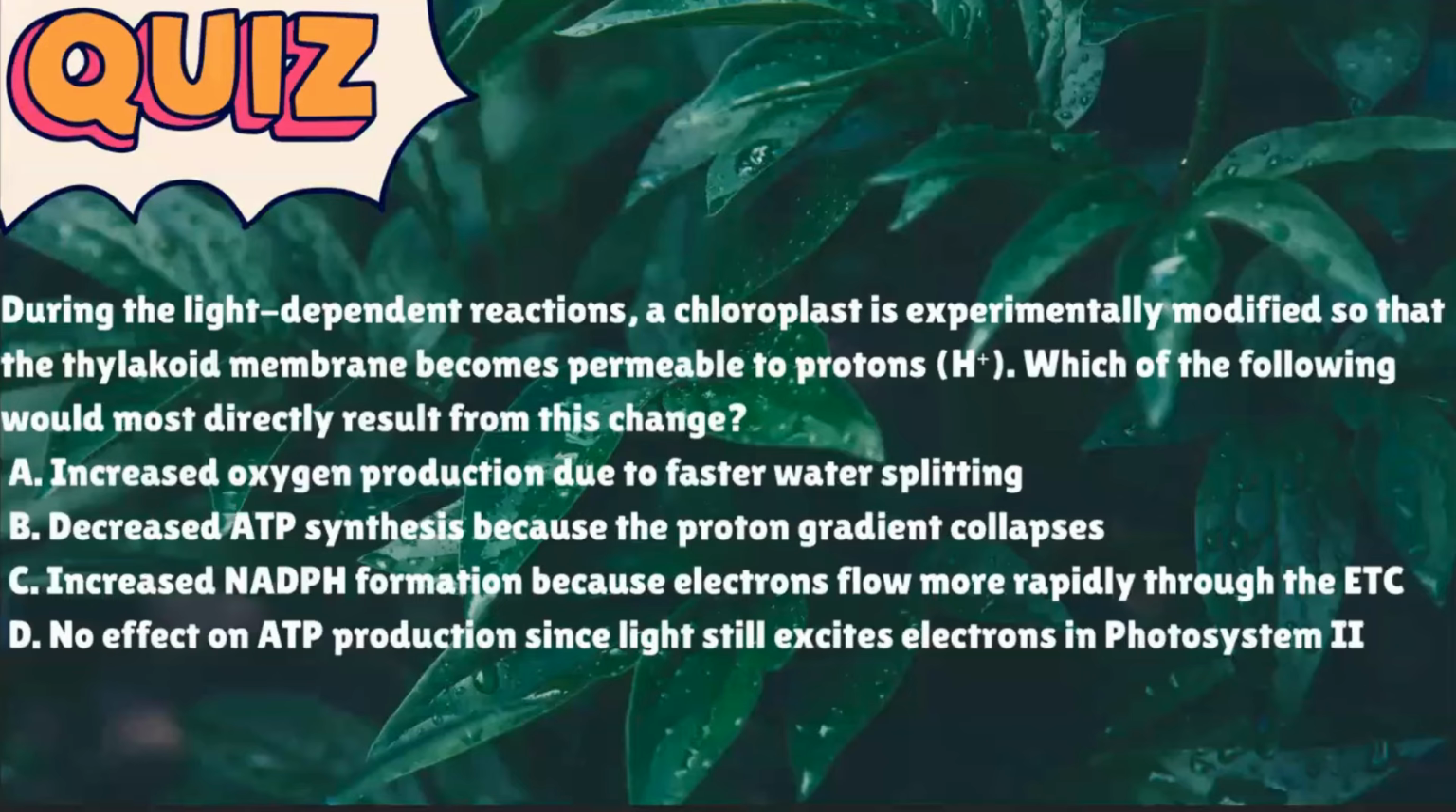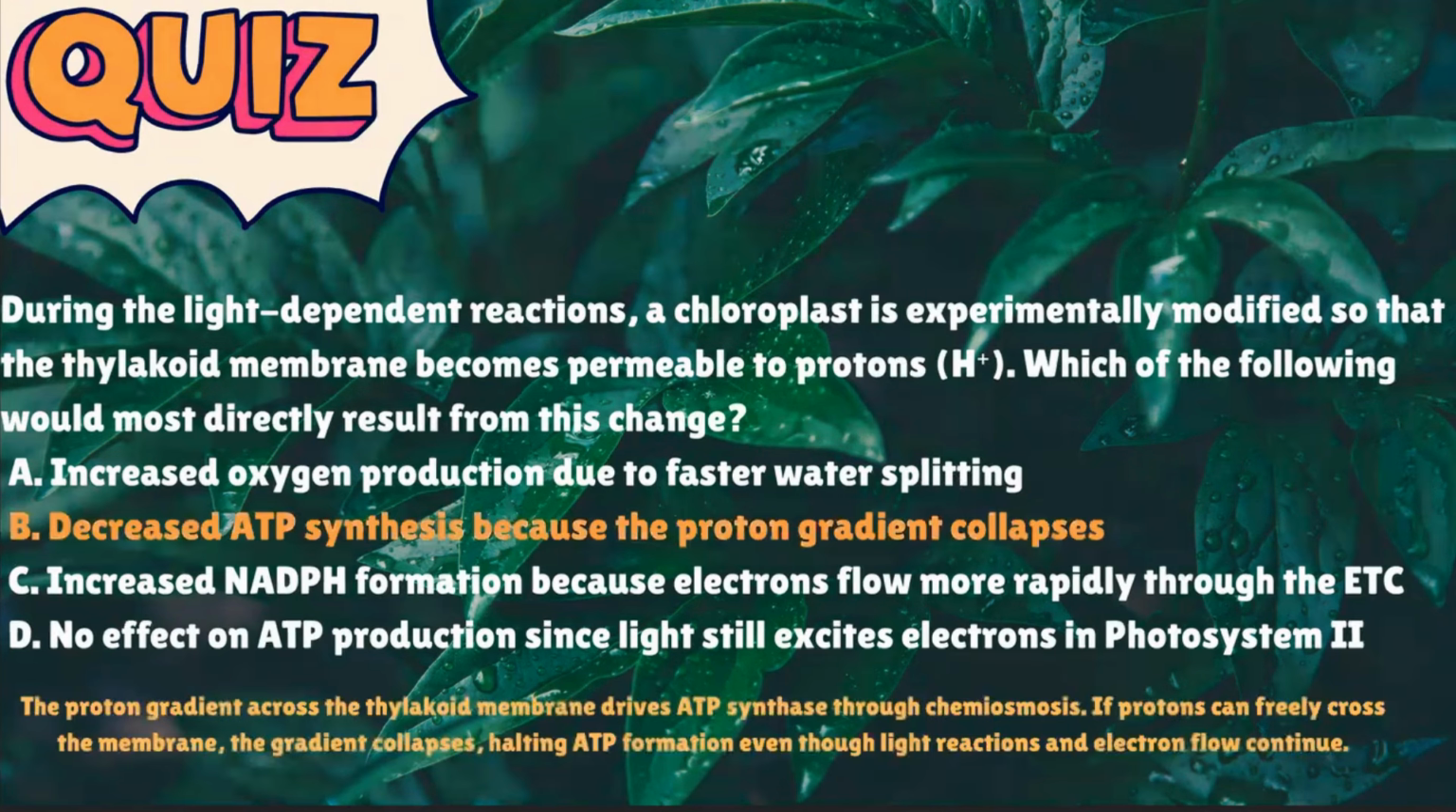Now let's take a look at this quiz question. Pause this video, make sure to unpause once completed, and let's take a look at this quiz question together. It says, during the light-dependent reactions, a chloroplast is experimentally modified so that the thylakoid membrane becomes permeable to protons, H+. Which of the following most directly results from this change? So the best answer, did you select it? Let's see. The correct answer is B. Decreased ATP synthesis. Let's talk about it.